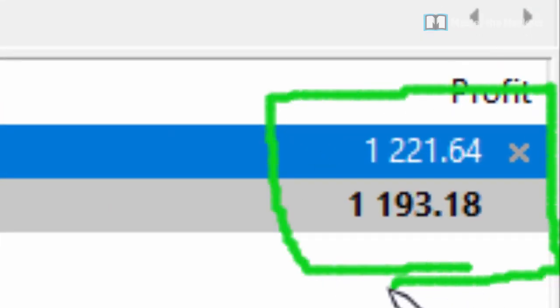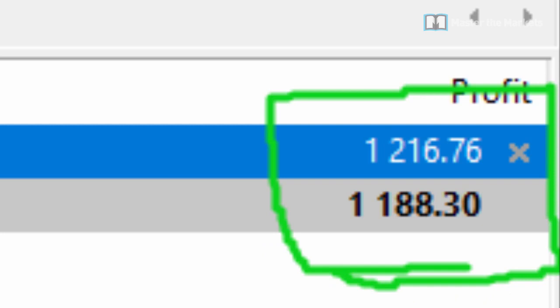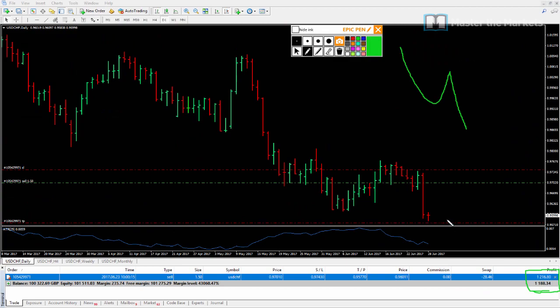Right now we are just a little bit under 1,200 pounds, okay, but it's well over 1,000 pounds over here, very near to our target as well. We'll see how this trade progresses.